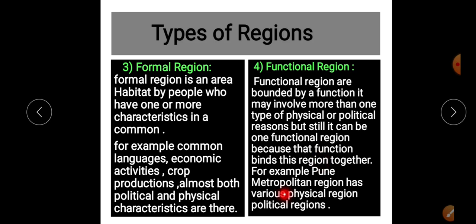For example, Pune metropolitan region has various physical regions and political regions. In Pune metropolitan region, there are some villages, rural areas, and the fringe urban centers. It is considered in the Pune metropolitan region. But in that area, the various functions are also developed.